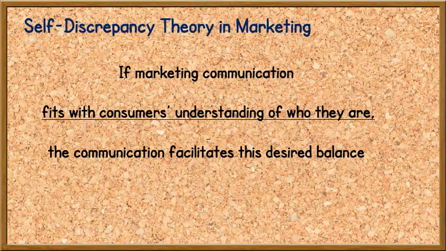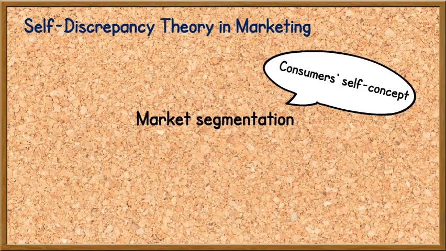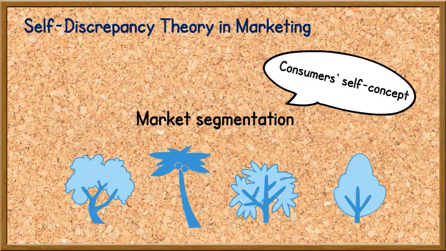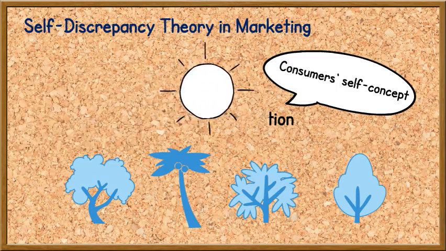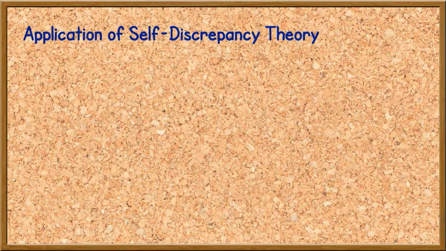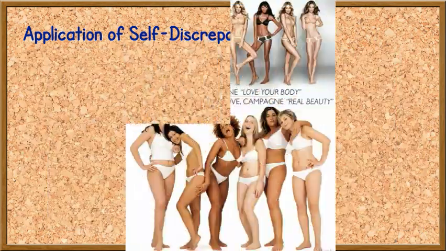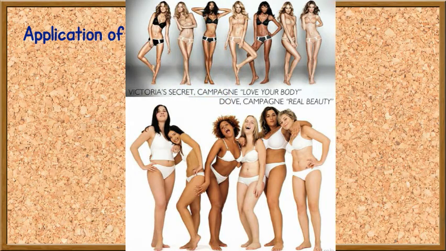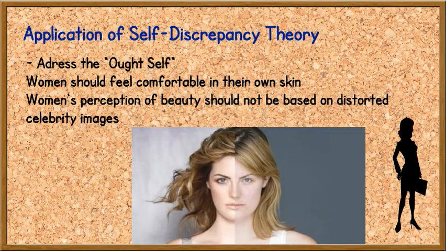The notion of positioning brand images to be congruent with consumers' self-concepts reflects the general practice of market segmentation. Marketers identify patterns of self-concepts residing in specific demographic groups and find media that communicate directly to these groups. Dove's Real Beauty campaign tried to bring an evolution to the world's perception of beauty. It addresses the ought self from others' perception about what women should feel about themselves, meaning women should feel comfortable in their own skin and that their perception of beauty should not be based off distorted celebrities' images.